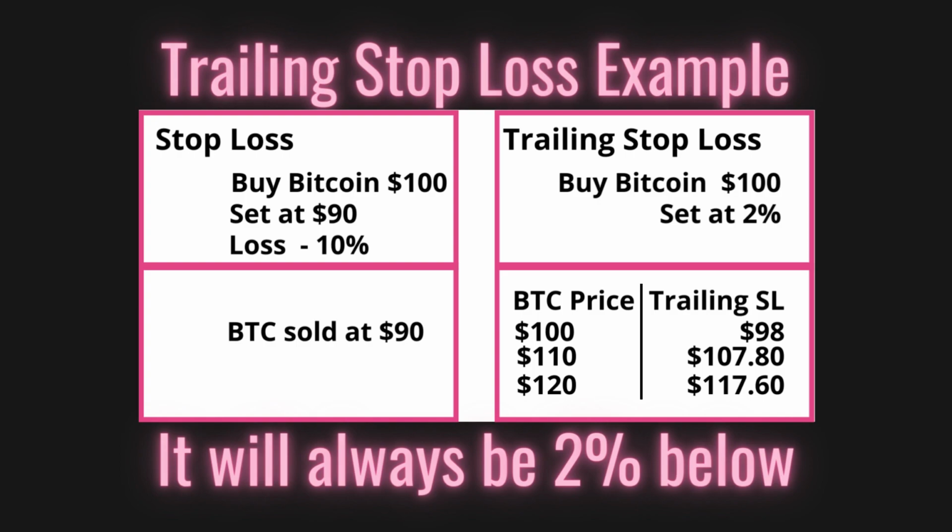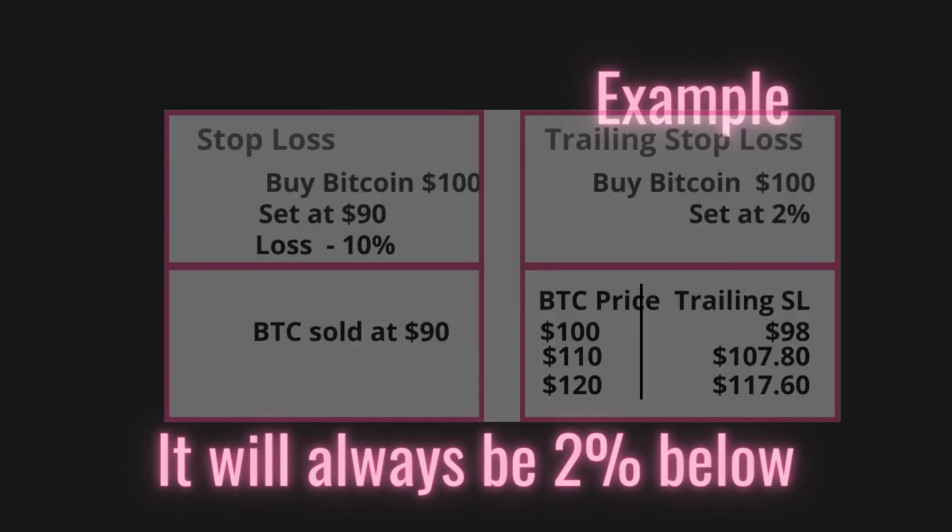Now, if the price were to increase to $110 and then reverted, you'd be able to keep an additional $7.80. If it went up to $120, it wouldn't stop out until $117.60. That is far more profit protection than having it slide all the way back down to $90. The trailing stop loss will always be 2% below the price.